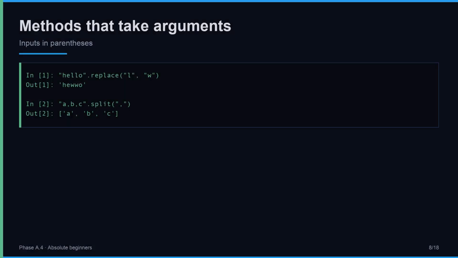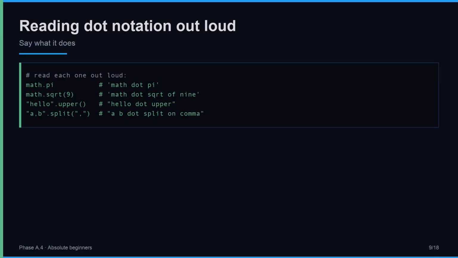Some methods take arguments. "Hello".replace, with arguments L and W, gives back HeWWo, every L becomes a W. A string a comma b comma c. Split, with argument comma, gives back a list, a, b, c. The method is called with arguments inside the parentheses. The object provides the tool, you provide the details. You provide the details, a small skill that helps a lot.